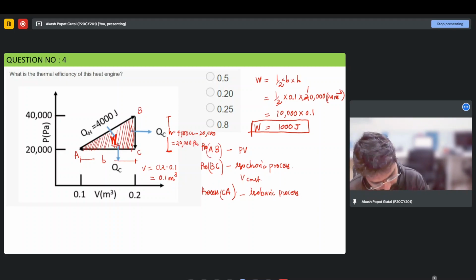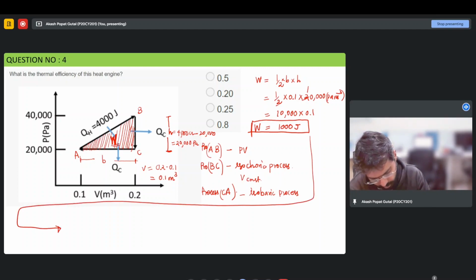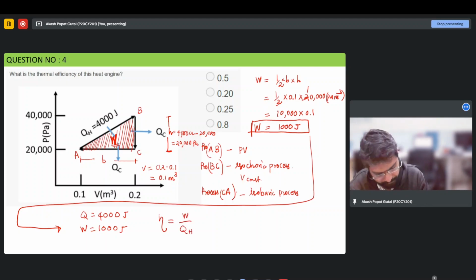So yeah, it's working. So Q that we are having is, okay, I will continue from here. Q is equal to 4000 joule, and W is 1000 joule. So we need to find out the efficiency. Efficiency is nothing but the work done divided by heat taken from the hot reservoir, which gives rise to 1000 divided by 4000, which is 1 by 4, which in turn gives you 0.25.